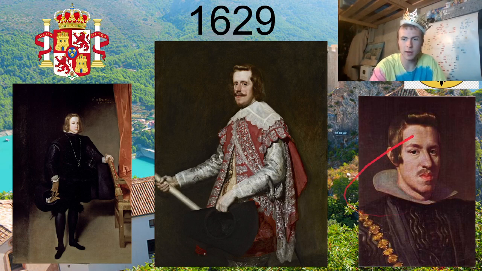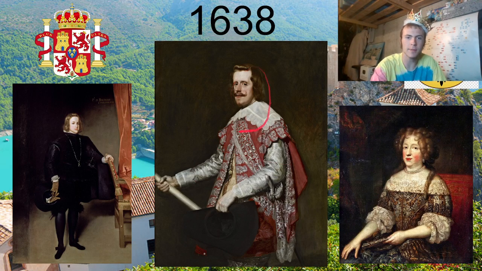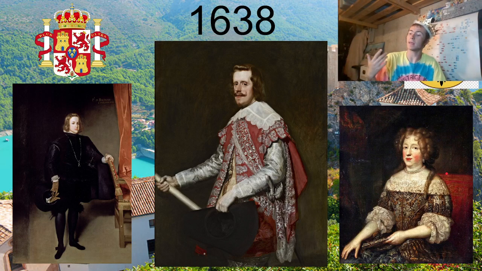So his brother here, Carlos, is still second in line. Carlos dies in 1632, so the cardinal, by the name of Fernando, is next in line. So in 1638, Felipe IV has a daughter named Maria Teresa of Spain. Now, please note that Maria Teresa of Spain ends up marrying Louis XIV of France. So, very, very cool.